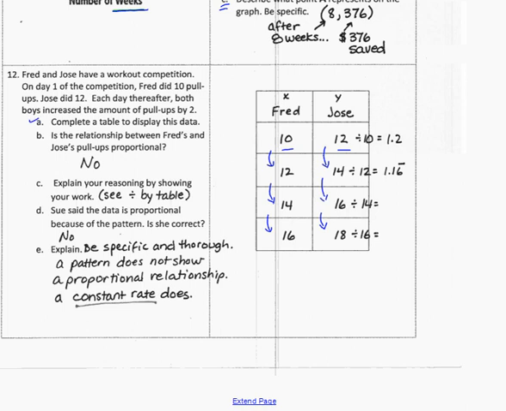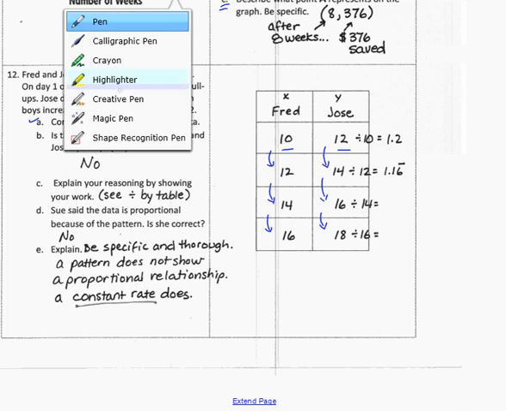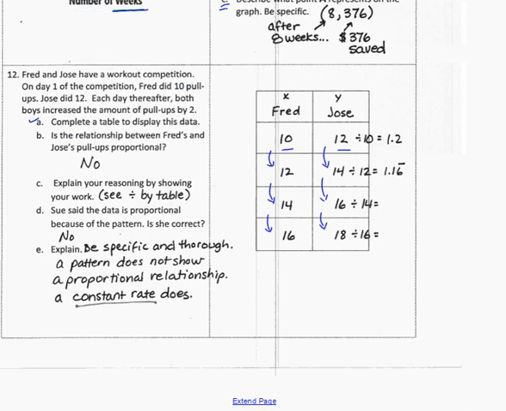Next, is the relationship between Fred's and Jose's pull-ups proportional? Remember, to determine proportionality, you need to do y divided by x. So that's 12 divided by 10, 14 divided by 12, 16, etc. This answer is no, and I know that because I showed my work on my table and I have a different unit rate. When you have a different unit rate, it is not proportional.